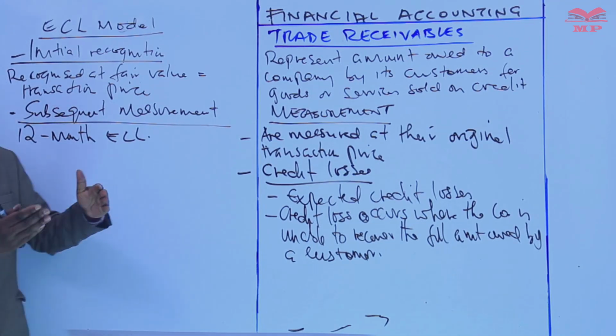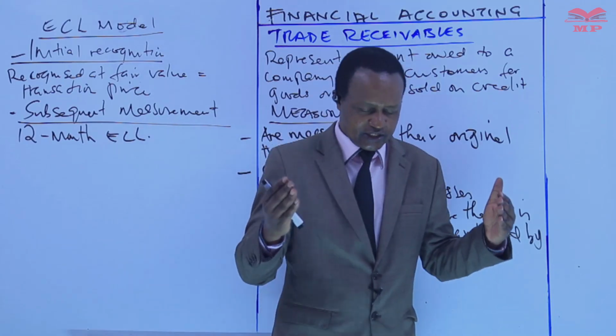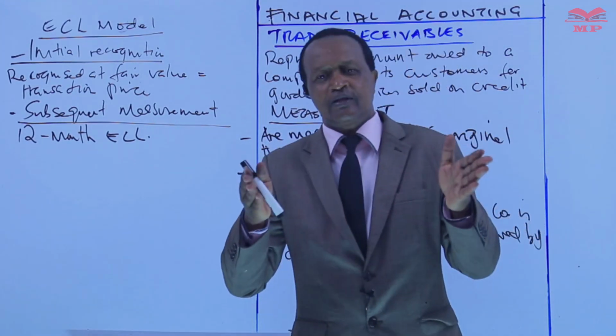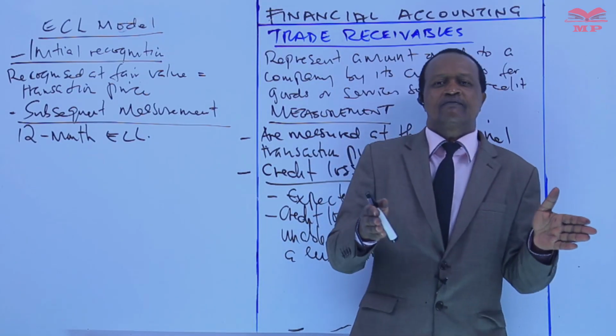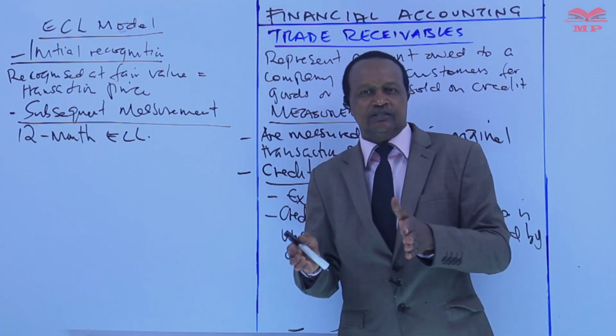So after the end of every 12 months, if you are the accountant of a company, you are supposed to ensure that trade receivables are evaluated.